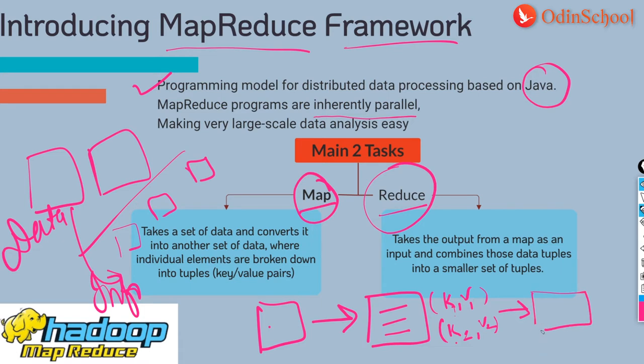So you can say a similar key would be aggregated, like sum, max, mean, this kind of aggregate function you can apply on the similar key, and then you can give a very smaller set of tuples in the output, and that would be nothing but your reduce output. So this way the tasks are actually distributed between map task and reduce task.